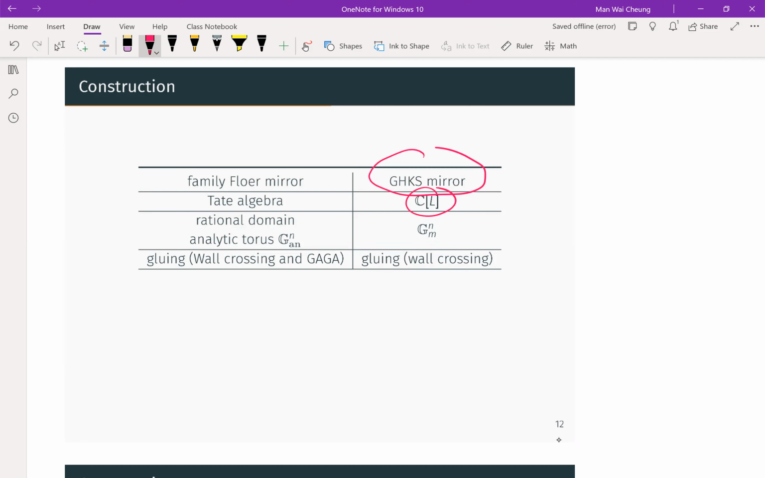Laurent polynomials in variables. We turn it into a Tate algebra in the analytic geometry sense, and then we have a 2-dimensional torus. In general it will be a rational domain, but in our example they are mostly just analytic tori. And then the gluing: we are doing the same gluing, but now in the analytic geometry sense.